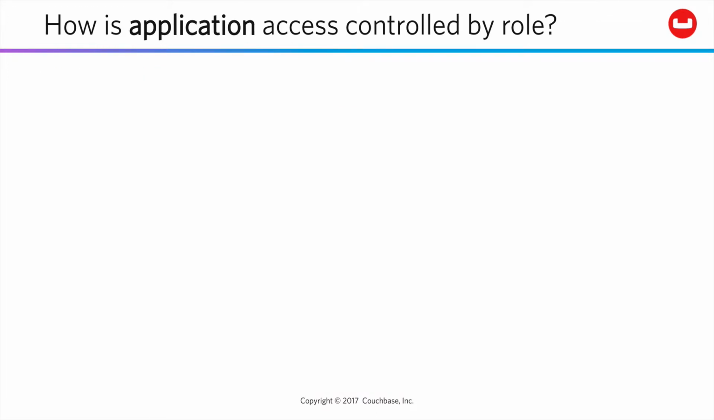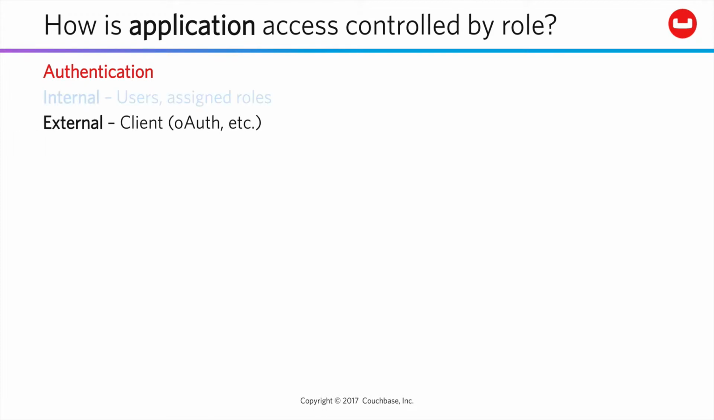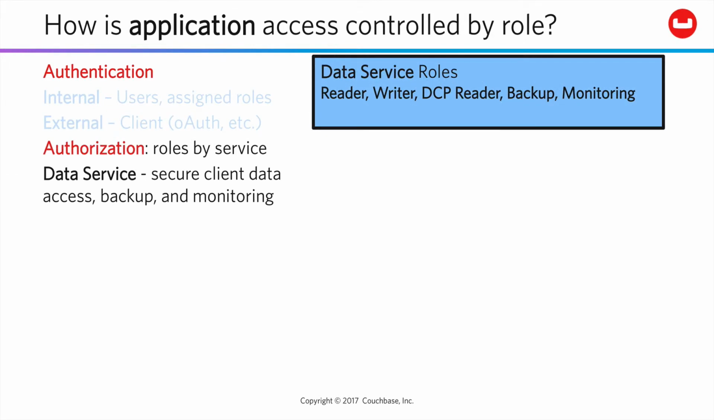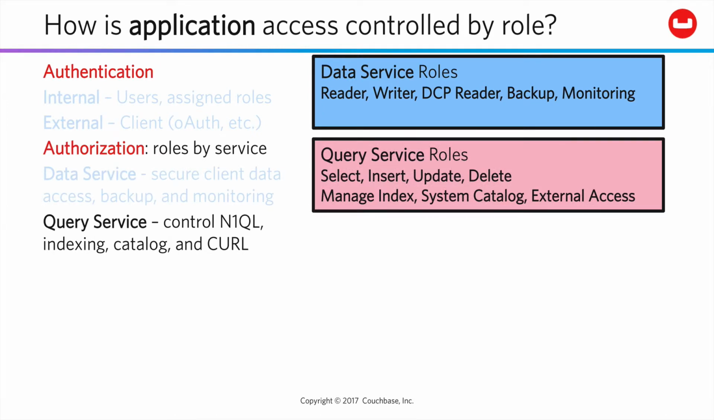Now for application access, your client could authenticate as a locally configured user, or more likely, integrate an external system such as OAuth. Application-level authorization is organized around your services, so you have data service roles related to reading, writing, backup, monitoring, and the like. Query service roles controlling permissible NCL use, as well as control over indexing and the use of curl requests within your NCL statements, which is enabled to access external JSON data.